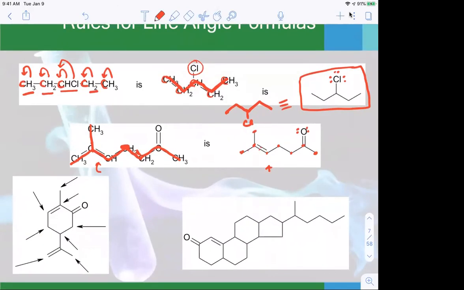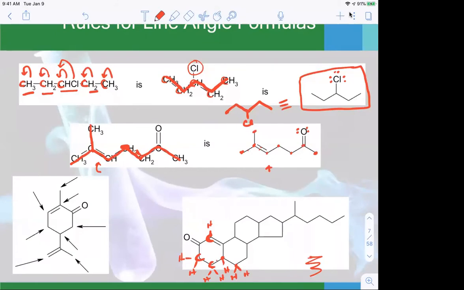I can get really, really complicated with different structures. Look at this guy here. I have got all these rings. I've got a long chain, but this is a line angle formula for that ring, right? This tells me that I have a hydrogen here, and this is a carbon. I have a carbon with 2 hydrogens. I have a carbon with 2 hydrogens. Here, 1, 2, 3, I have 1 hydrogen. Here, I have 2 hydrogens, and so on and so forth.